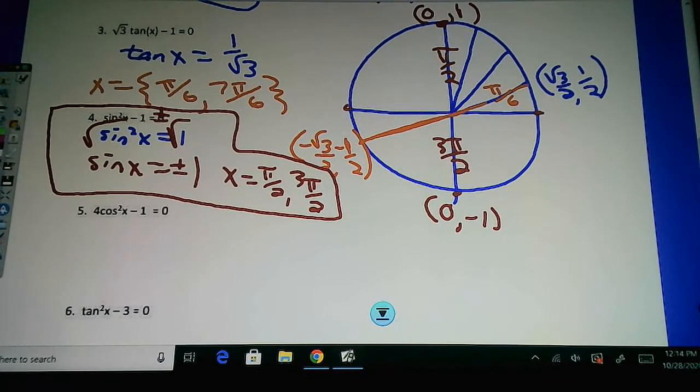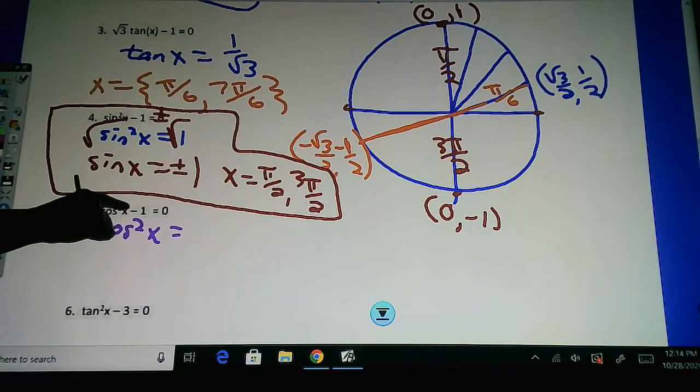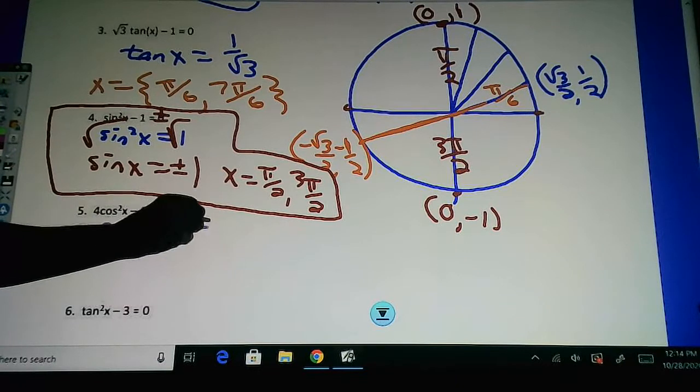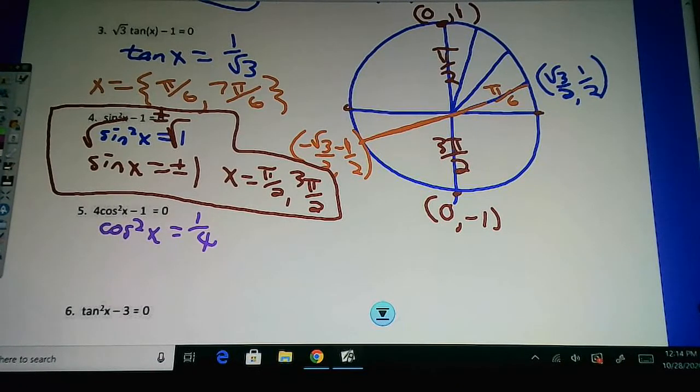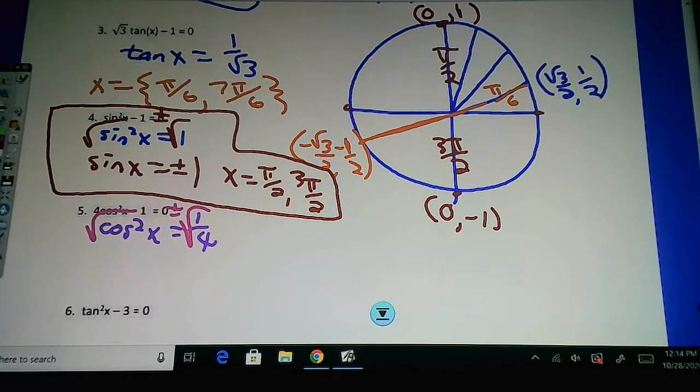For number 5, let's do this one in purple here. You're going to do a Texas two-step. You're going to add 1 to both sides, which makes this one disappear, and then makes a positive 1 up here, and then divide by 4. You're going to root both sides. You're going to root this, you're going to root this, plus or minus.